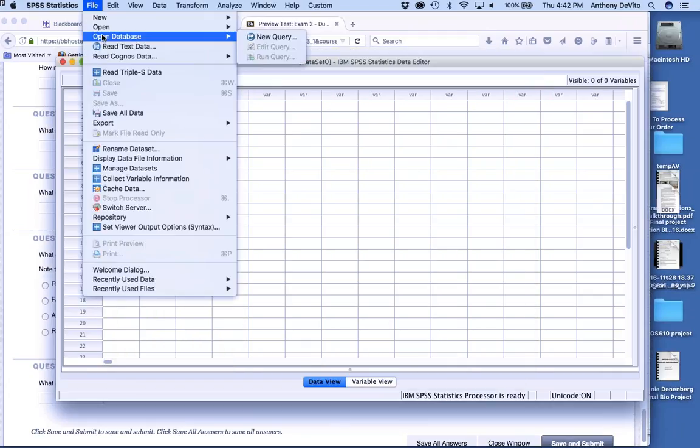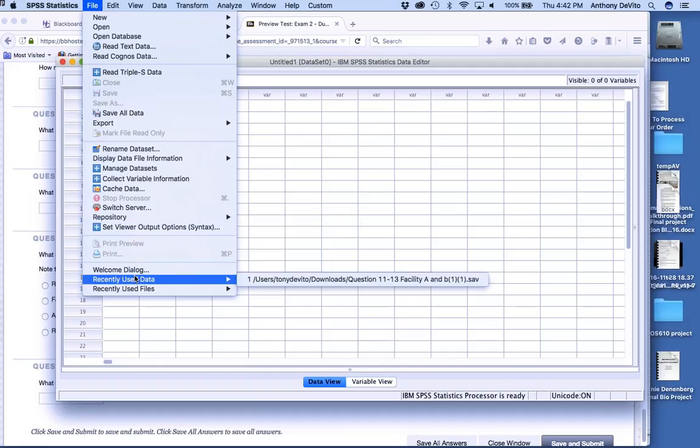I think I gave you both sets of data, right? So you could even use SPSS to check your answer if you did it mathematically. Let's see, recently used data.